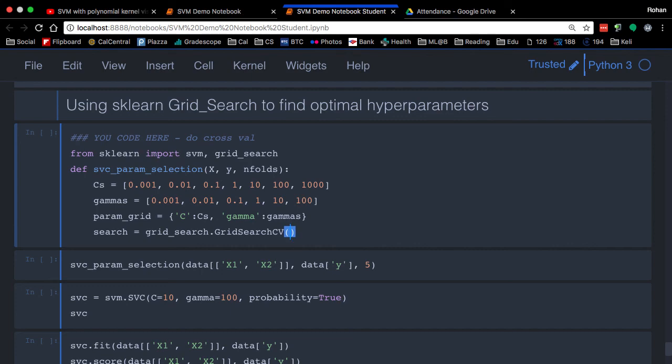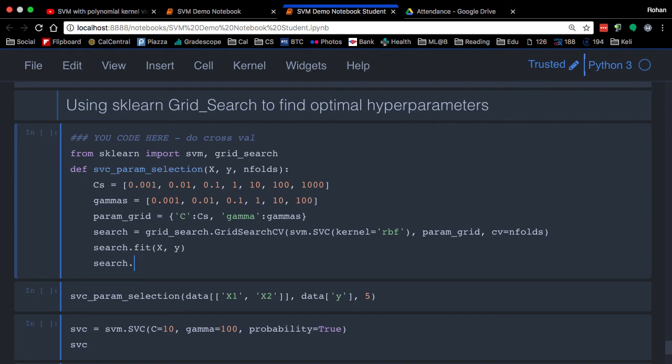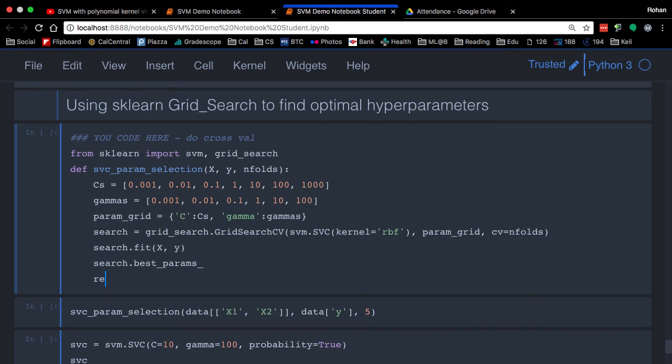We can pass in a model that we want: svm.SVC with the kernel equal to RBF. RBF is the Gaussian kernel. Then we pass it the param grid, and cv equals n folds, which is how many folds we want in the n-fold cross-validation. Then we do search.fit on our x and y data. And search.best_params will give us the best params at the end of the search. Then we can return search.best_params.